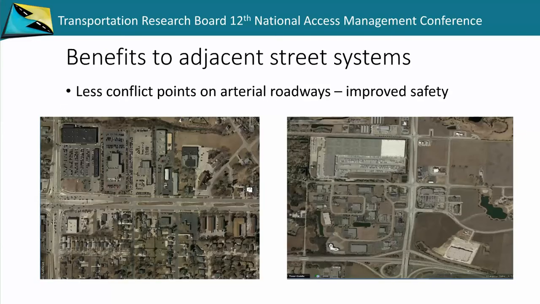Benefits to adjacent street systems. Obviously, it gives us fewer conflict points. See over here, we've got a lot of median openings, short turn lanes, a lot of driveways in this area. So it's not as safe an area, whereas in this area you can see the access is via just public street connections, though these are a little tight on space there, but fewer conflict points. It's going to be a safer corridor.